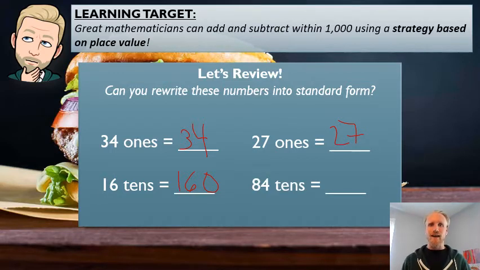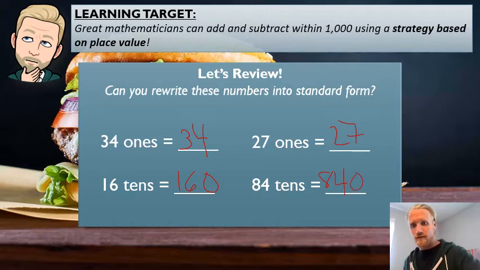All right, 84 tens. How would we rewrite that into standard form? All right, so again, using that mental math, 8 tens would be equal to 800. Remember, 10 tens is equal to 100. So 80 tens is 800. 4 tens would be 40. So 84 tens is 840. All right, so let's use our knowledge of converting ones and tens into standard form to look at today's problems.